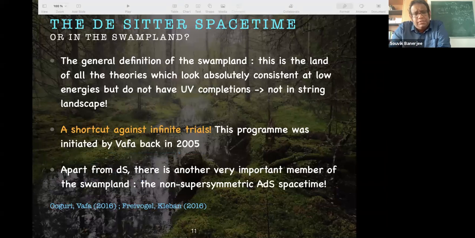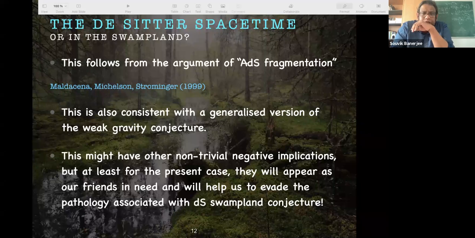However, as a byproduct of this whole thing, there is also another very important object which is actually in the swampland. This object is called a non-supersymmetric AdS spacetime. This is the paper by Ooguri and Vafa. And this follows from an argument known as AdS fragmentation by Maldacena, Michelson, and Strominger.